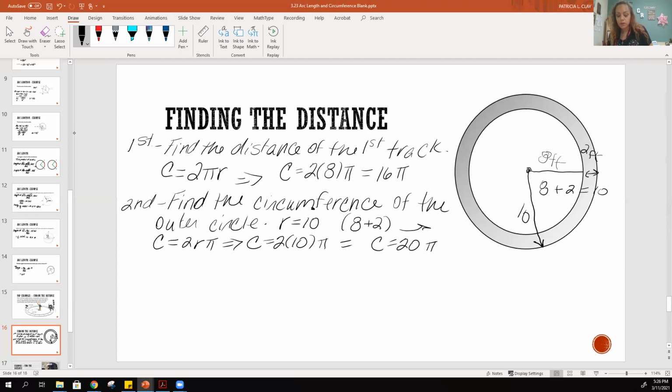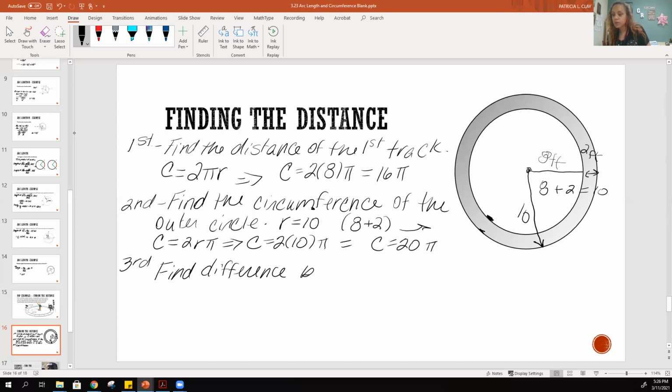Now, the next step we need to do is, it said we need to find the difference between the wheel that touches here and touches here. So we need to find the difference.